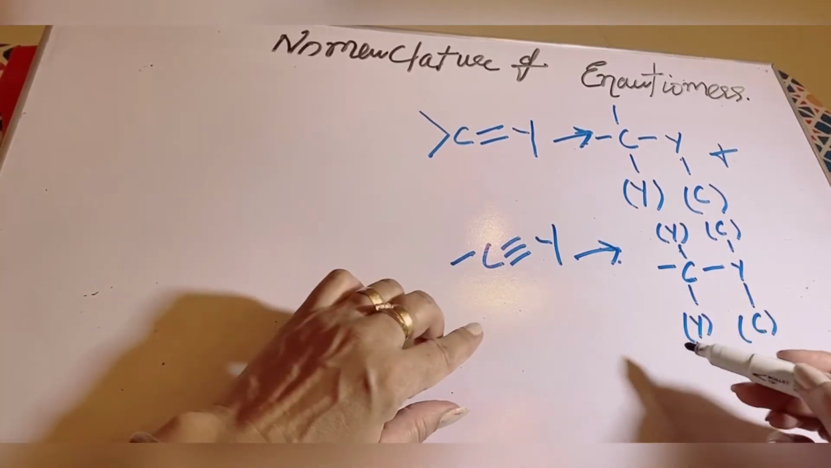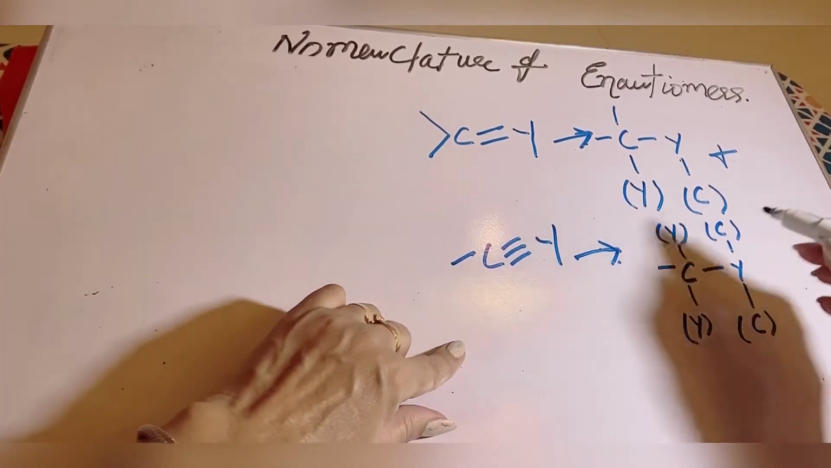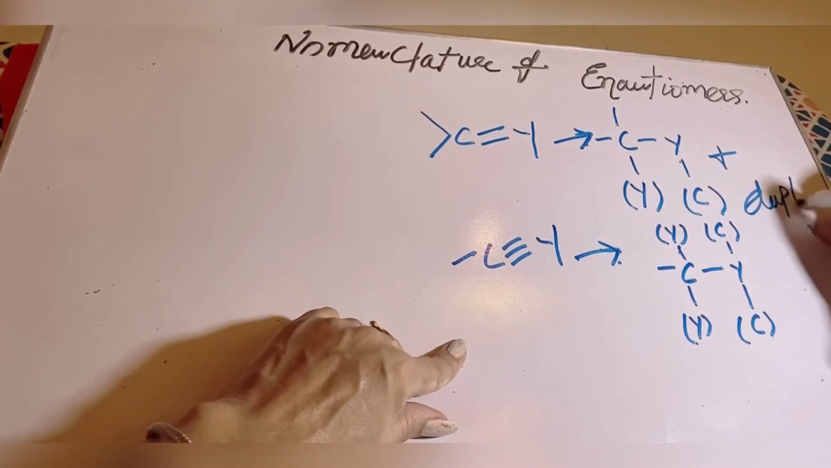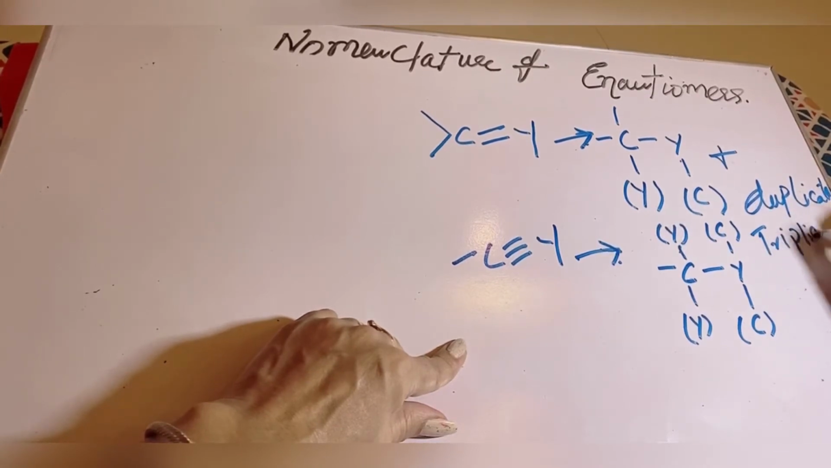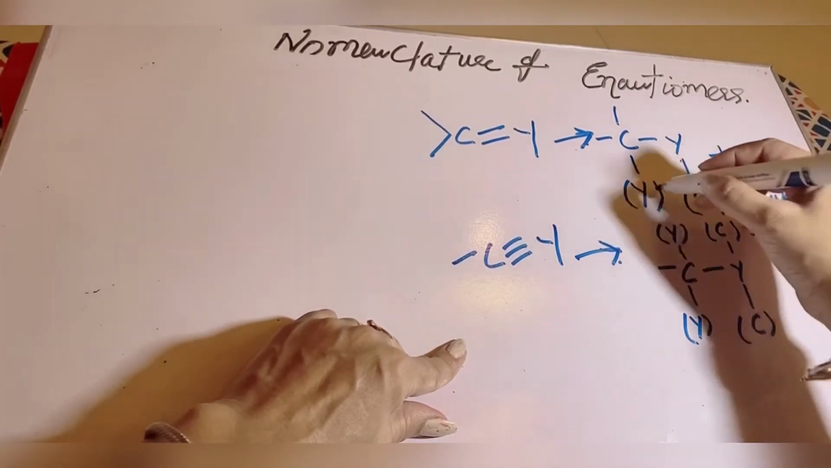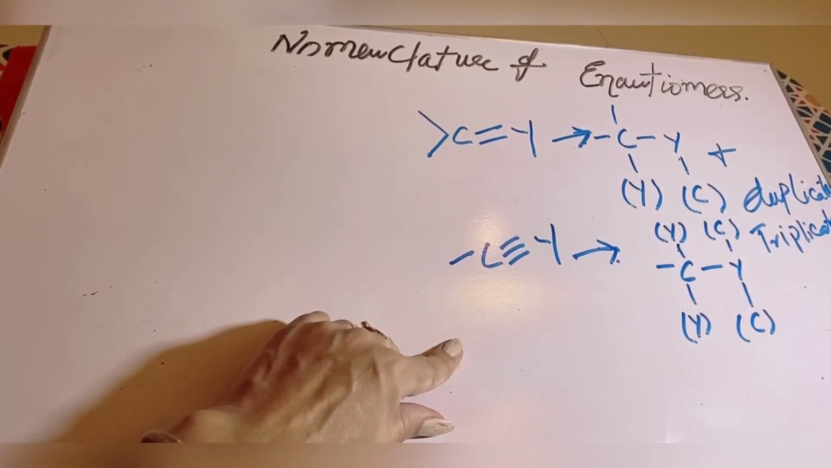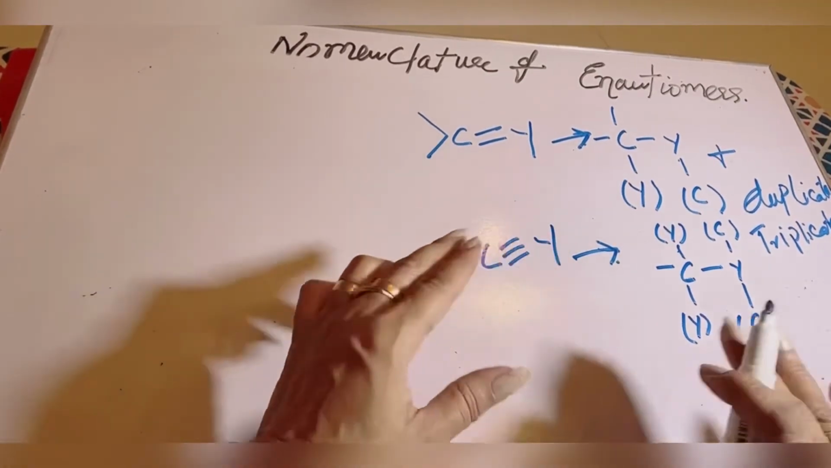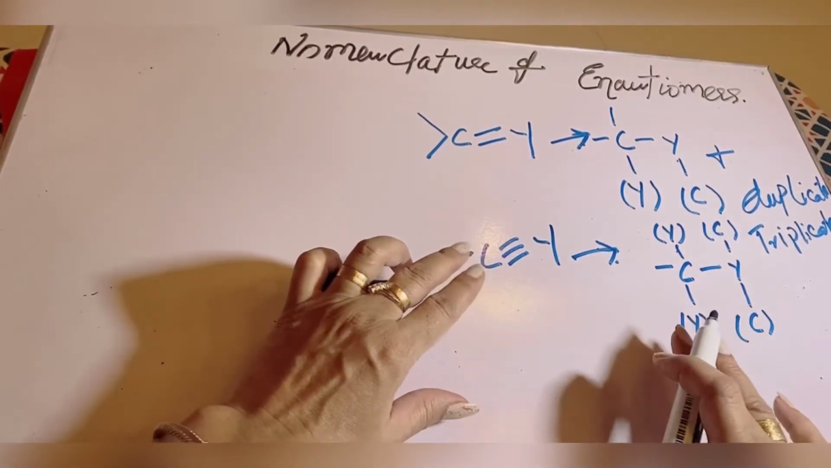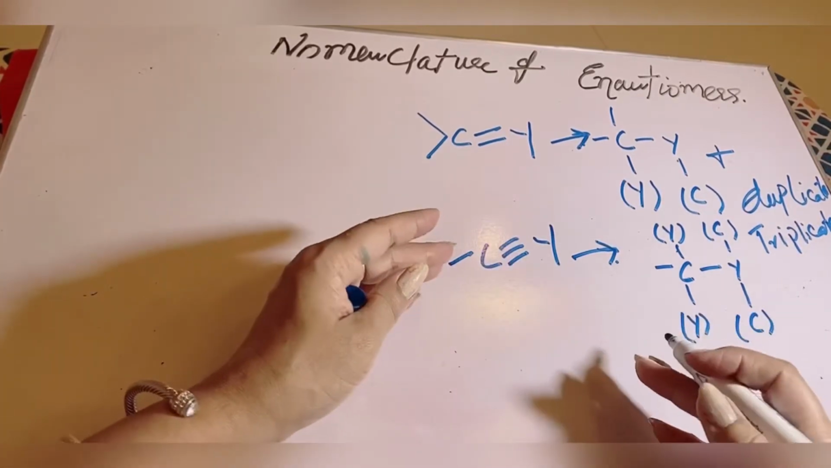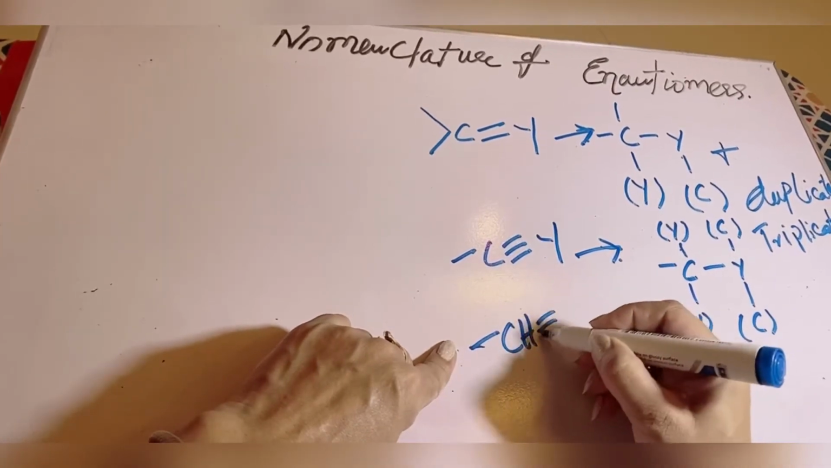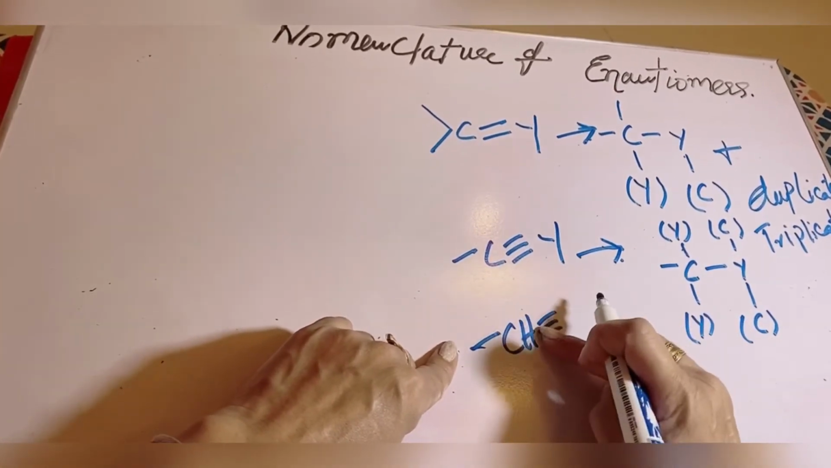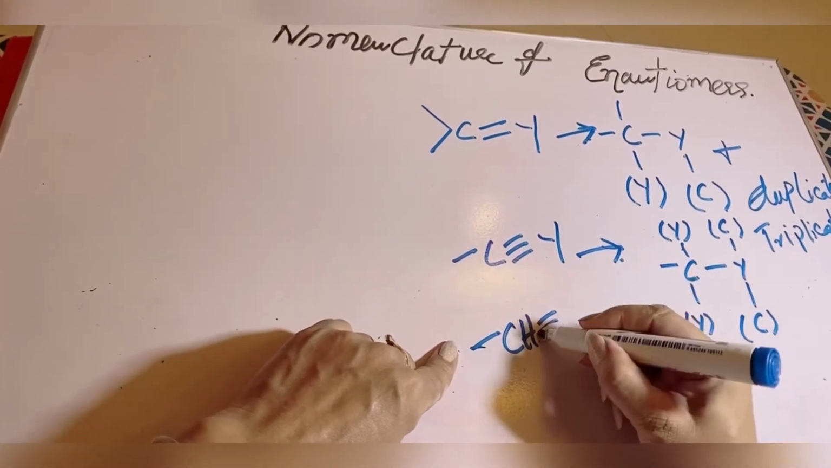Now, the symbols in these parentheses are duplicates or triplicates, the atoms that are at the end of these multiple bonds, that is double and triple bonds. For example, if you look at the vinyl group, CH triple bond CH, and CH double bond CH2.